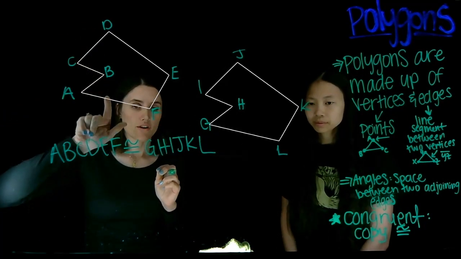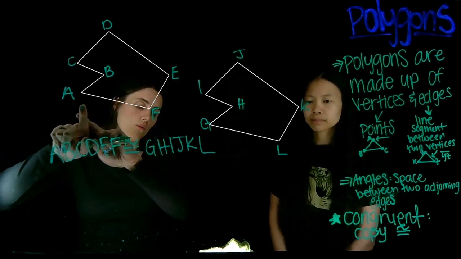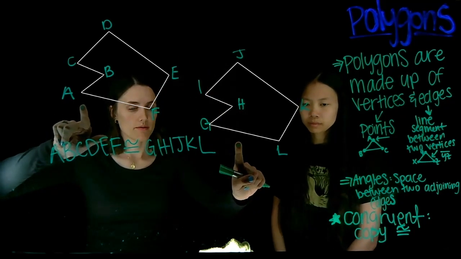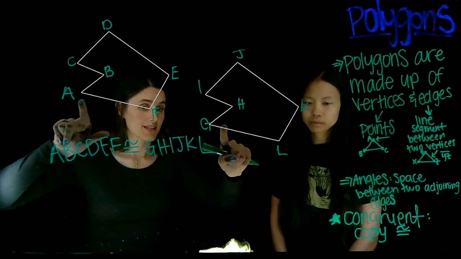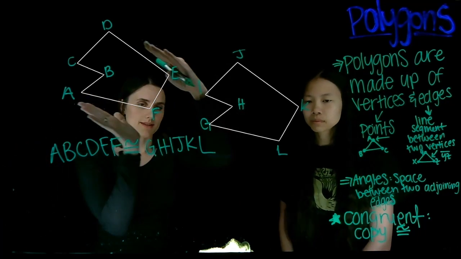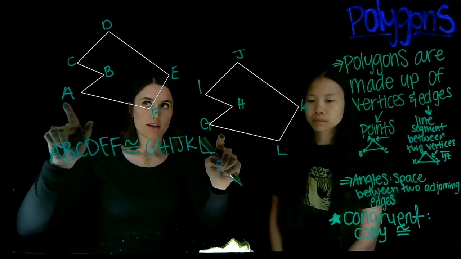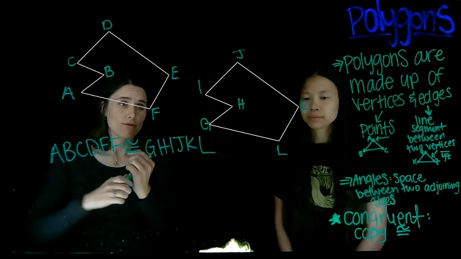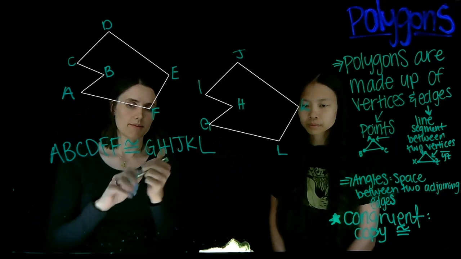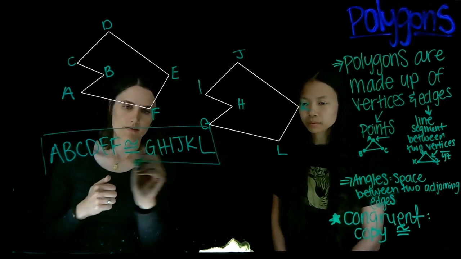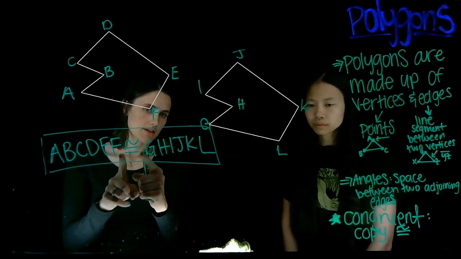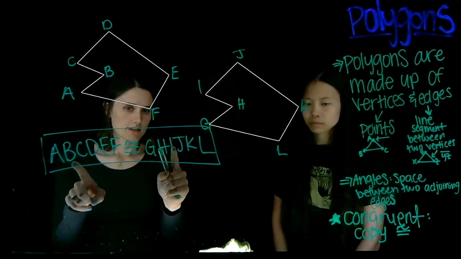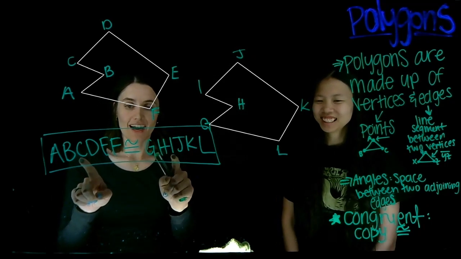So if I look at vertex A on this polygon right here, which vertex do you think vertex A corresponds to in polygon number 2? Well, A corresponds to G, because if I were to take this shape and slide it down, A would match up with G, B would match up with H, C would match up with I, and so on. If we didn't even have the pictures of these shapes and we only had this statement right here, because of this congruent symbol, we could see that A is congruent to G, B is congruent to H, C is congruent to I, and so forth.